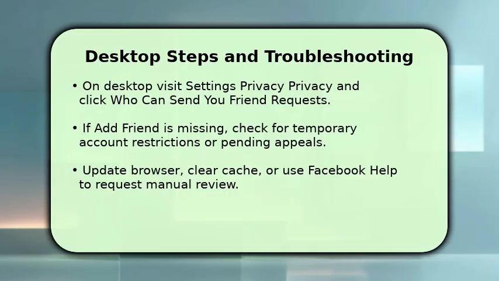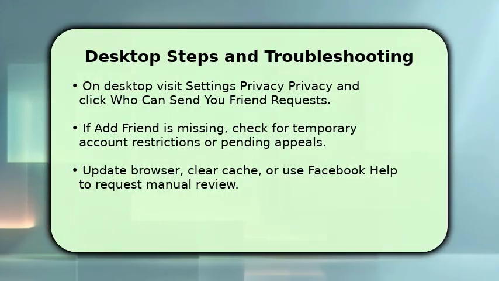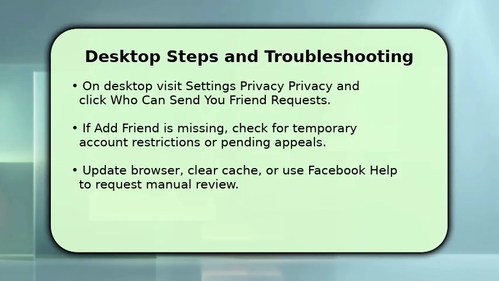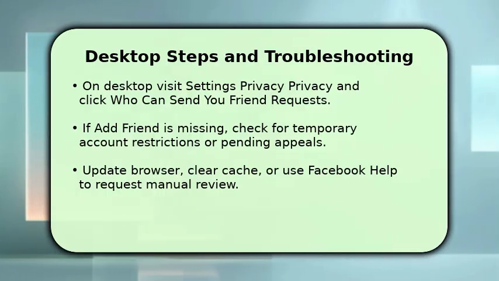On desktop, open Facebook and click the profile menu at top right to access settings. Choose Privacy from the left column and click Who can send you friend requests to set it to everyone. If your profile is set as a page, go to Settings and switch back to a personal profile type.